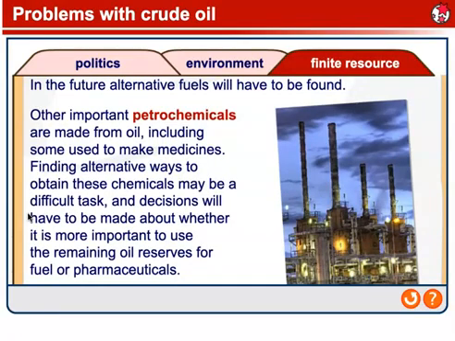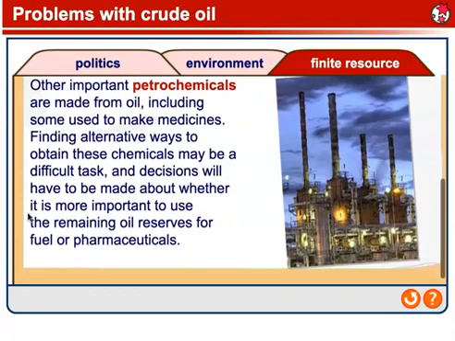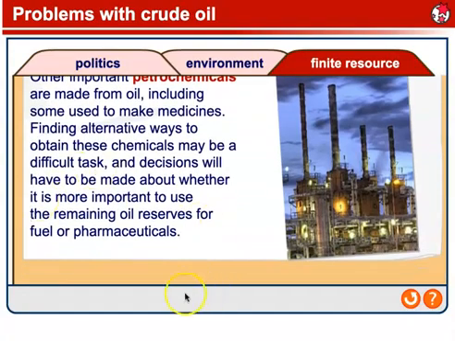Other important petrochemicals are made from oil, including some used to make medicines. Finding alternative ways to obtain these chemicals may be a difficult task, and decisions will have to be made about whether it is more important to use the remaining oil reserves for fuel or for pharmaceuticals.